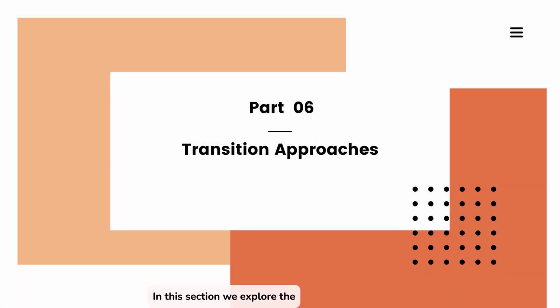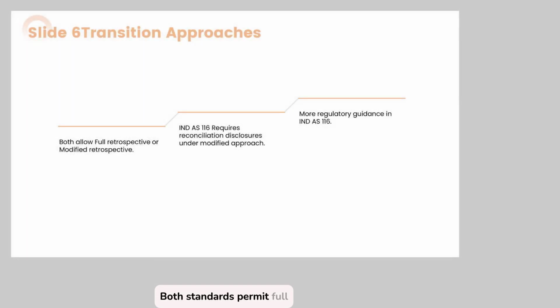In this section, we explore the transition approaches permitted by both standards. Companies have varied options when adopting these new standards. Both standards permit full retrospective and modified retrospective adoption. Under IND AS 116, additional disclosure requirements apply if a company uses the modified approach, such as a reconciliation of lease commitments versus liabilities recognized. The Indian standard also features more detailed regulatory guidance, reflecting local compliance expectations.